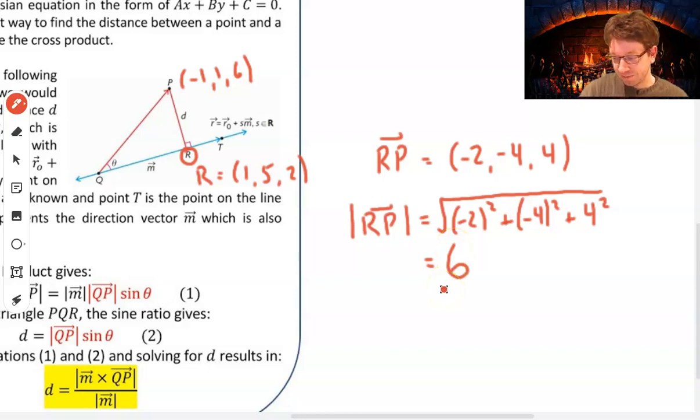So it's the same answer. I mean, it should be the same answer. Otherwise, it's not a very good method of doing it. But we had that bonus of being able to figure out what that closest point was on the line to the point off the line.